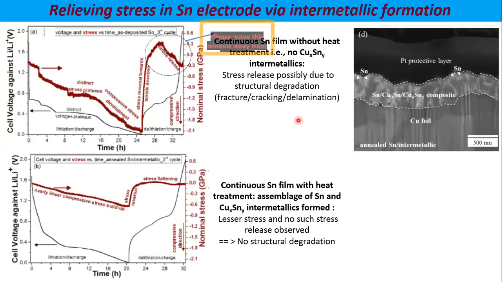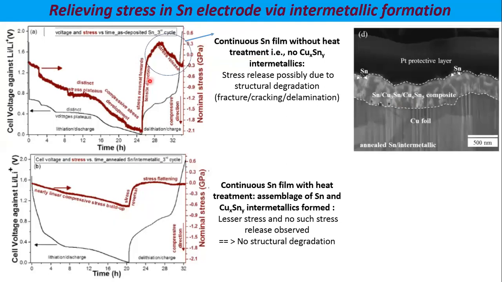But how can we minimize this fracture of the film? What we did was heat our tin film, which was deposited on a copper current collector. Due to this heat treatment, there was an assemblage of various phases like tin, Cu3Sn, and Cu6Sn5. This composite is formed where the various phases are intermixed. Due to the formation of these phase assemblies, there was lesser stress magnitude in the film during lithiation and delithiation.